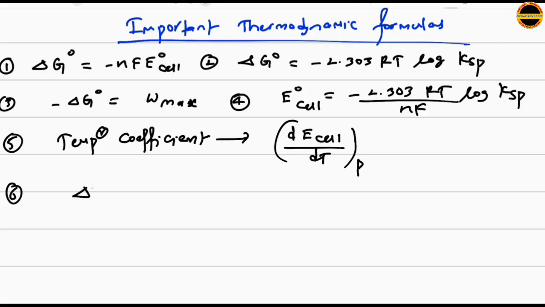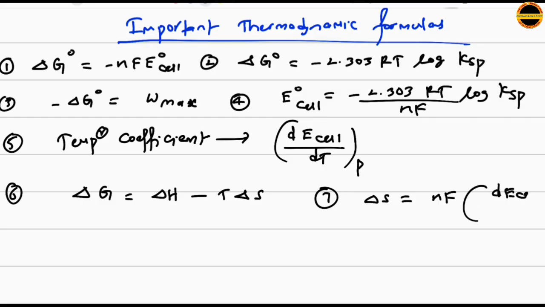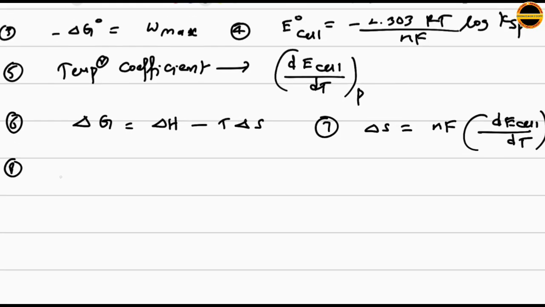Next, delta G is equal to delta H minus T delta S, all are thermodynamic formulas. One more important formula with respect to electrochemistry: delta S is equal to nF times the temperature coefficient, dE cell by dT at constant pressure. Another formula: delta G is equal to minus nF E cell, delta S is equal to nF dE cell by dT at constant pressure, and delta H is equal to minus nF E cell plus nFT dE cell by dT.